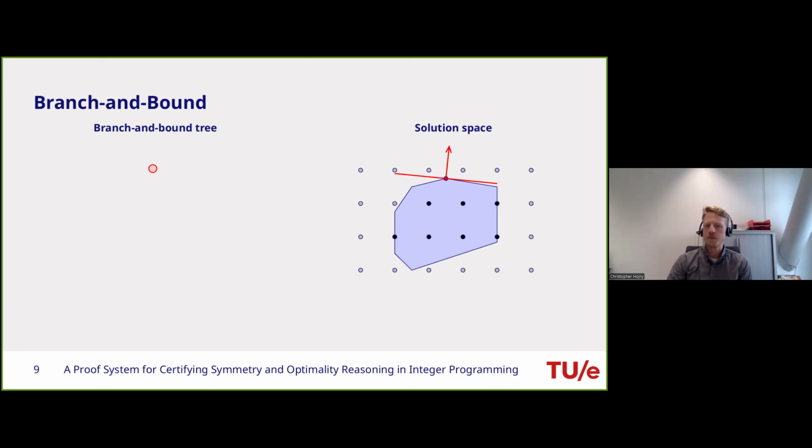And what then happens in practice is that one selects a variable which is not integer, and then one splits the problem into two subproblems and repeats this process.